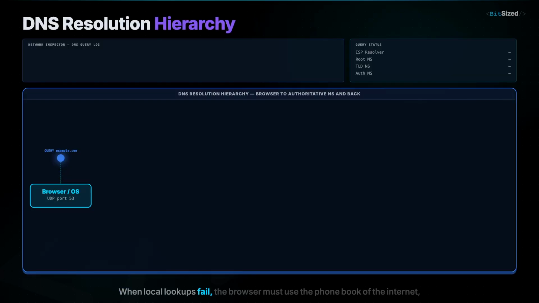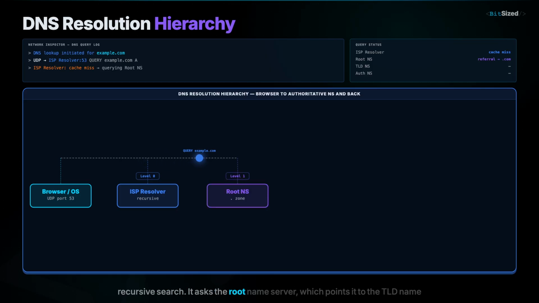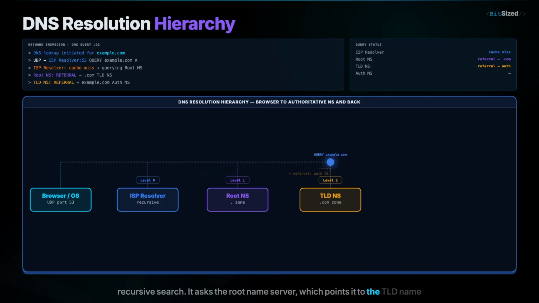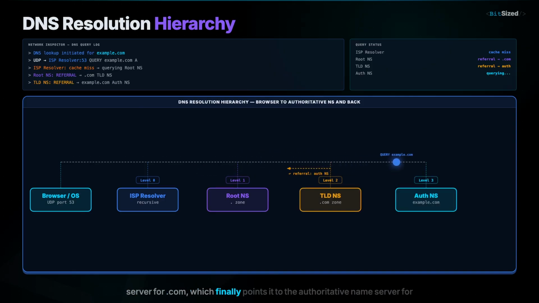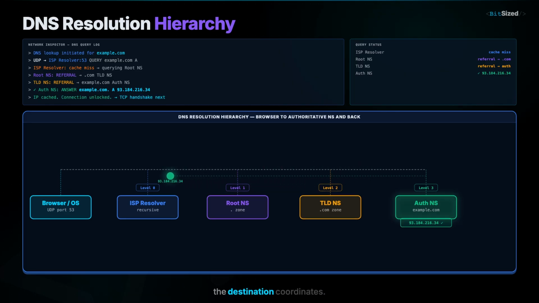When local lookups fail, the browser must use the phonebook of the internet, the Domain Name System. It crafts a UDP packet bound for your ISP's recursive resolver. If the resolver doesn't know the IP, it triggers an iterative recursive search. It asks the root nameserver, which points it to the TLD nameserver for .com, which finally points it to the authoritative nameserver for the domain. The IP address is resolved and returned to the browser, unlocking the destination coordinates.